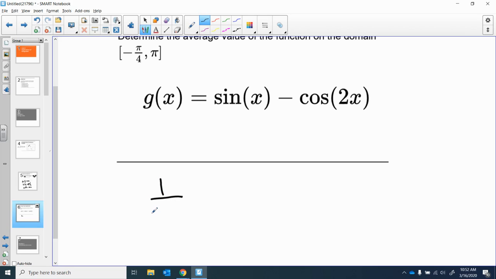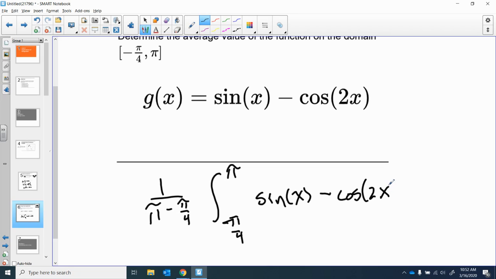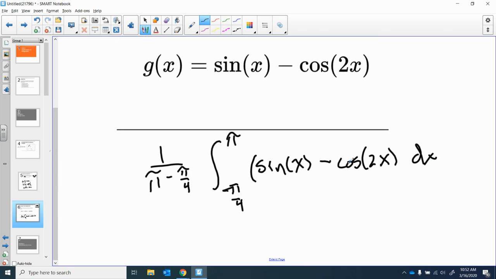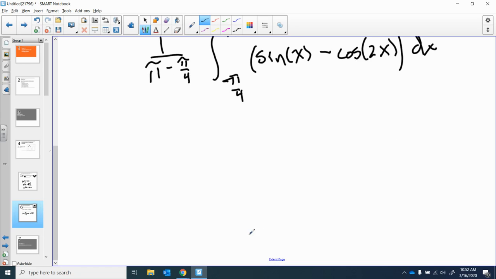So I'm going to go 1 over pi minus negative pi over 4, and I'm going to integrate from negative pi over 4 to pi, and then sine x minus cos 2x, and I'm integrating with respect to x. Brackets around this for good notation. Then I'm going to have 1 over, this is a minus a negative, so this will be 5 pi over 4, but then this can be simplified to 4 over 5 pi.